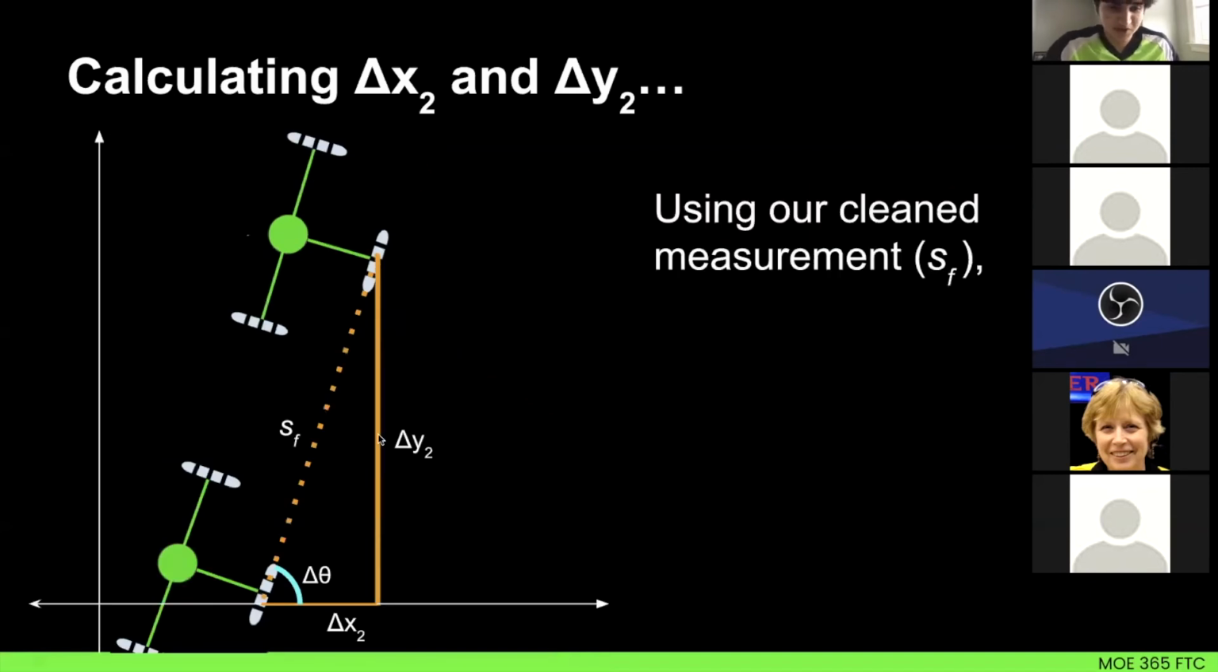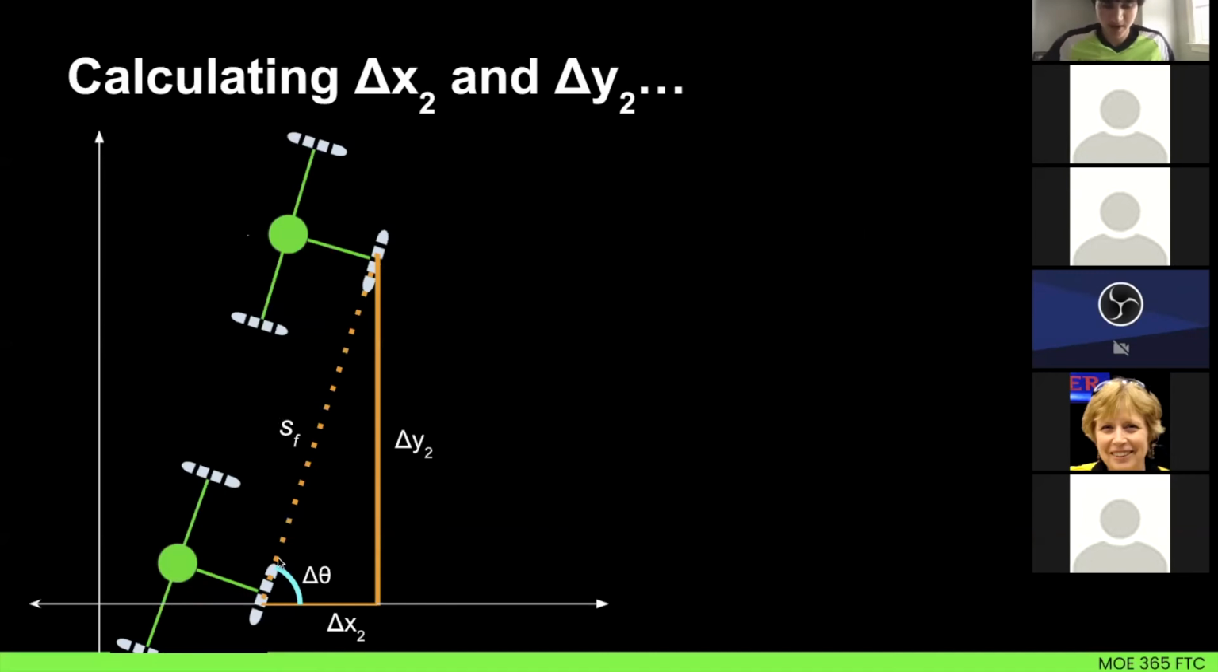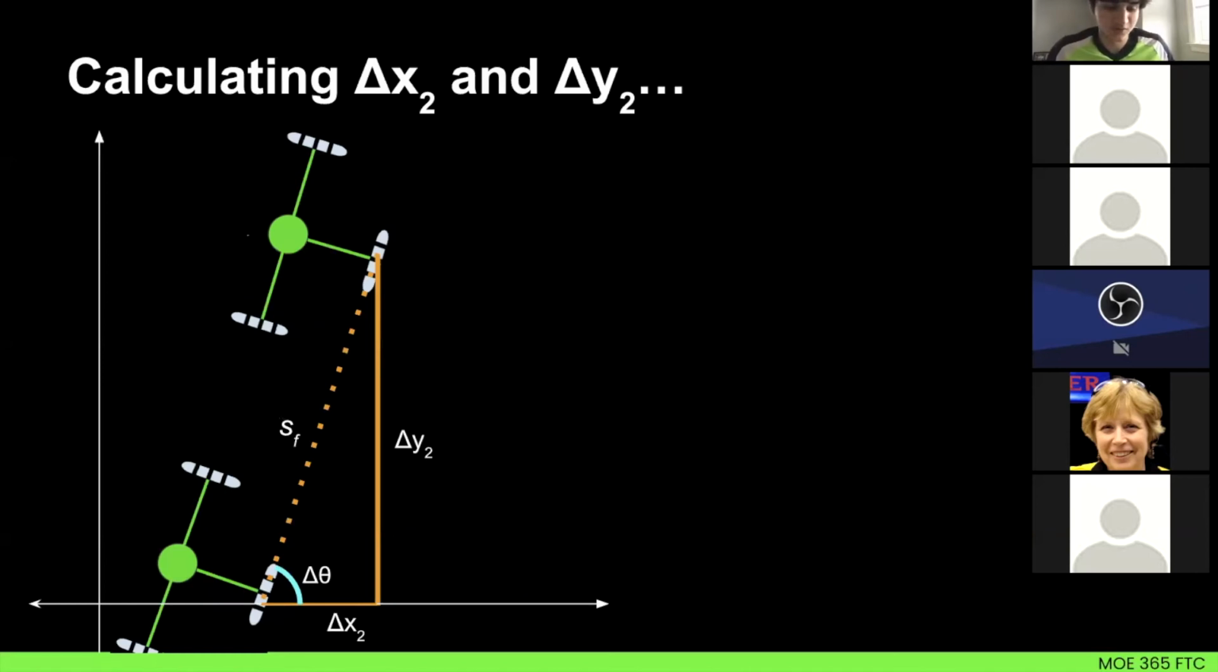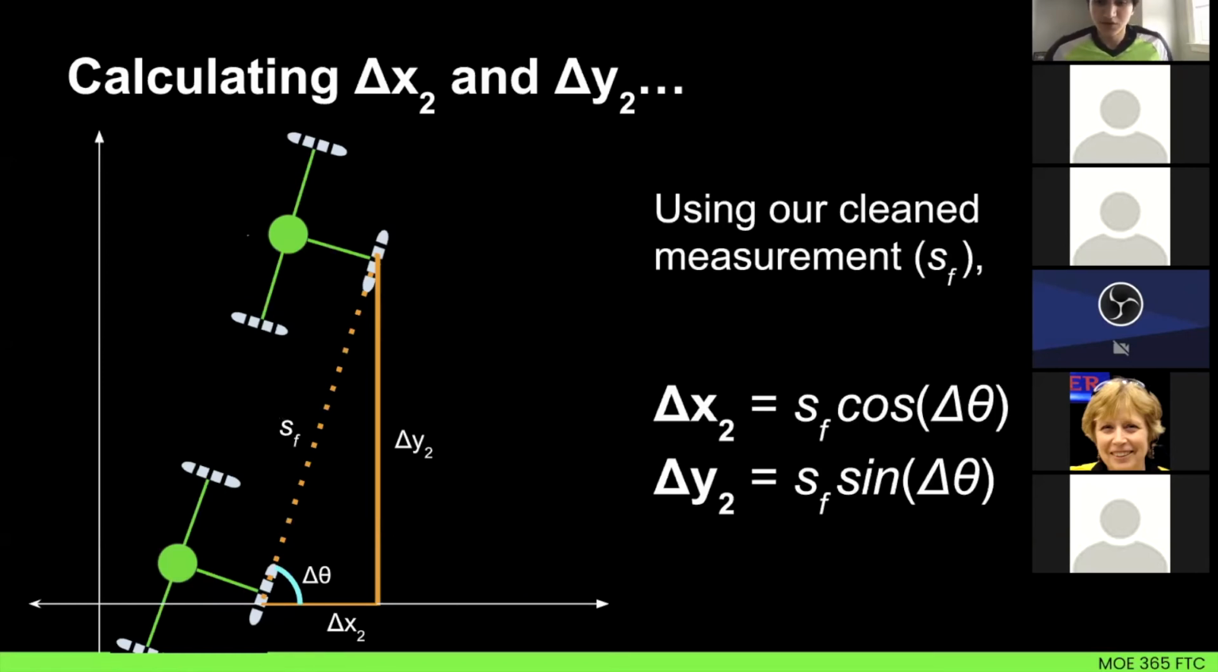So using this cleaned measurement SF, you can see it's zoomed in on that diagram from SF here, the dotted orange line just zoomed in a little bit more, and a few other symbols are thrown on there. Using this cleaned measurement, we can use some simple trig formulas to calculate our change in X and our change in Y. So we know delta theta. This delta theta is actually the delta theta we calculated previously. We say the change in X equals SF times cosine of delta theta, and delta Y2 equals SF times sine of delta theta. So again, it's just applying trig formulas right here to calculate the change in X and change in Y.